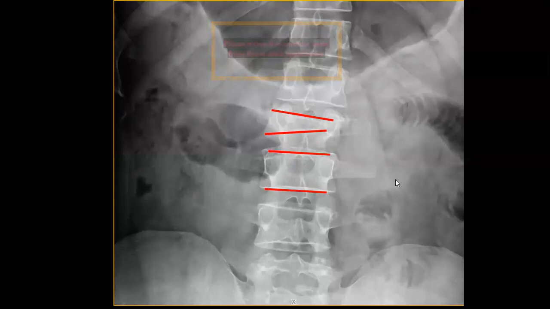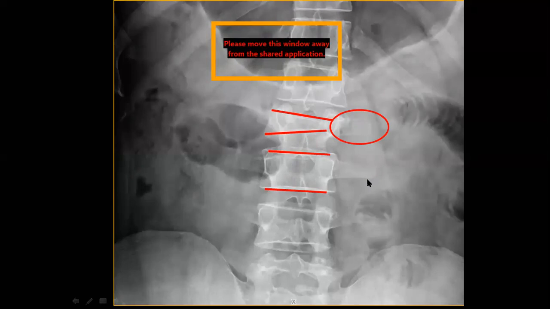So in the AP view, the first thing you should see is whether the height of the vertebral body is maintained or not. Second, there can be associated transverse process fractures. You can see here, the transverse process is okay. Here there is a transverse process fracture.